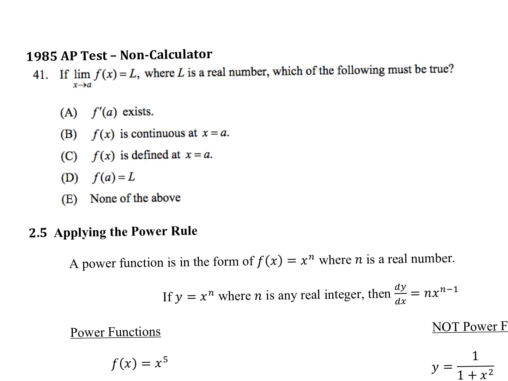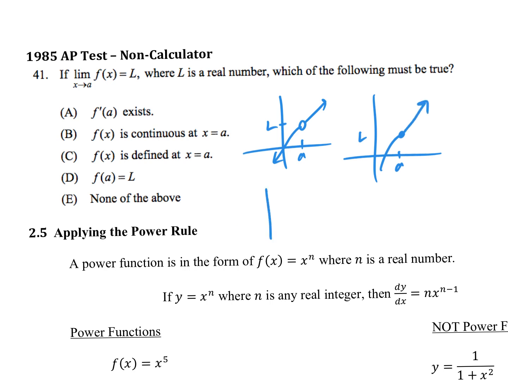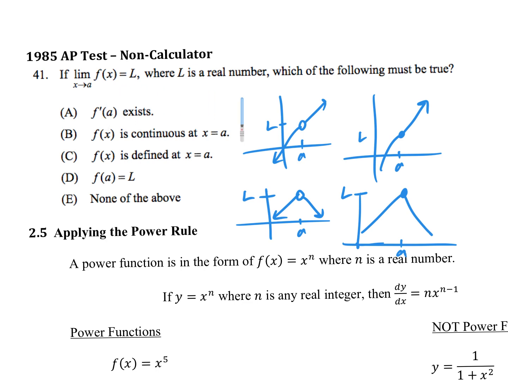Agreed. Perfect. If the limit as x approaches a is L, if I draw a graph of that, and I agree, I'm a picture girl, could that be this picture? Does the limit as x approaches a equal L here? Yeah. Could that be this picture? Could that be this picture? Are all these limits still L? Yeah. Do you agree all those have a limit of L? So, if my limit is L, I just drew 4 different examples of when my limit equals L.